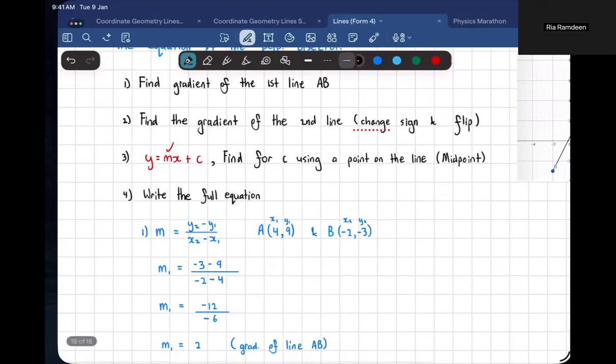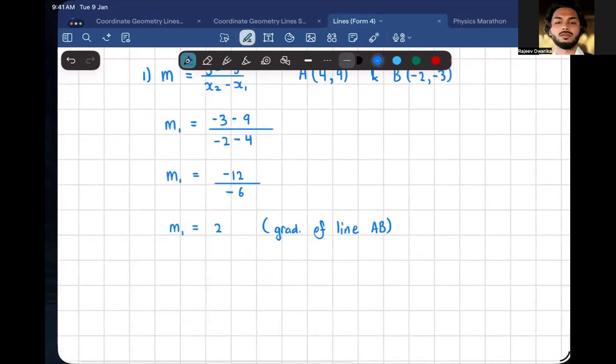To find the gradient of the second line. Right. So if the gradient of M1 is 2, what would the gradient of M2 be? -1/2. Right. Sienna, do you think you understand why the second gradient is -1/2? No, I could repeat it.